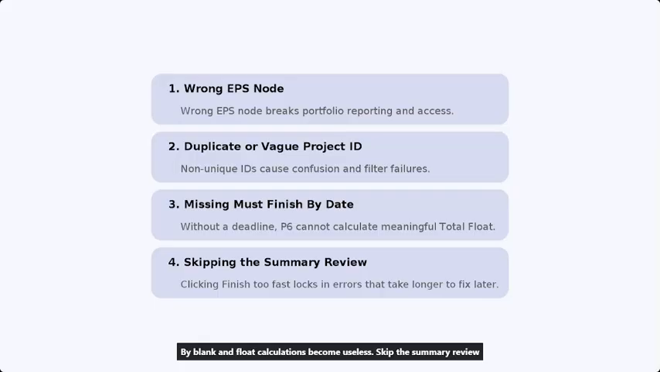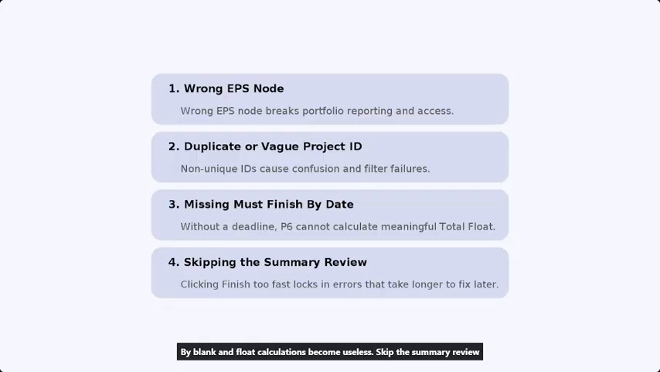The full sequence runs four steps. Start by assigning the EPS node to place your project correctly in the hierarchy. Then enter a unique project ID and a clear name. Next, set plan start and must finish by dates. Finally, review the summary screen and click Finish. That's the complete workflow. Each step takes less than a minute once you know what to enter.